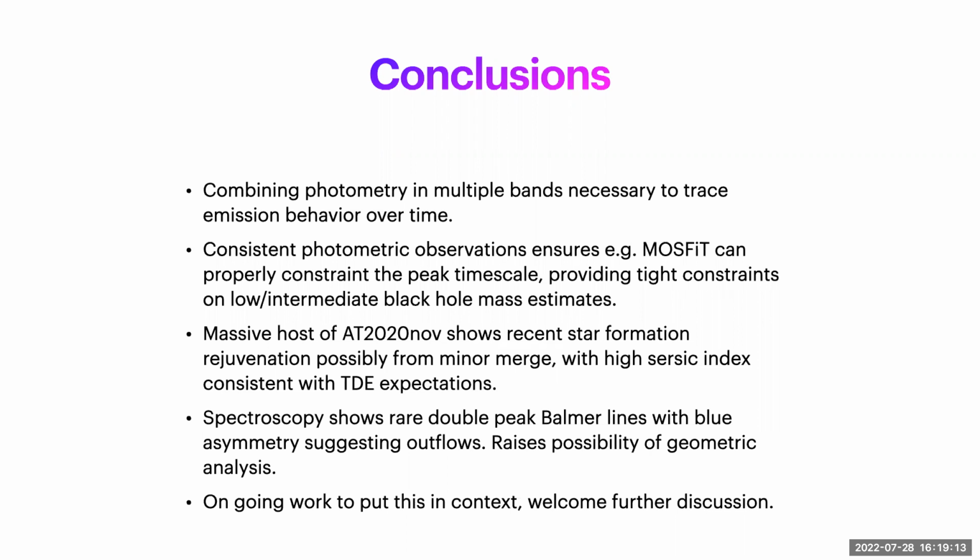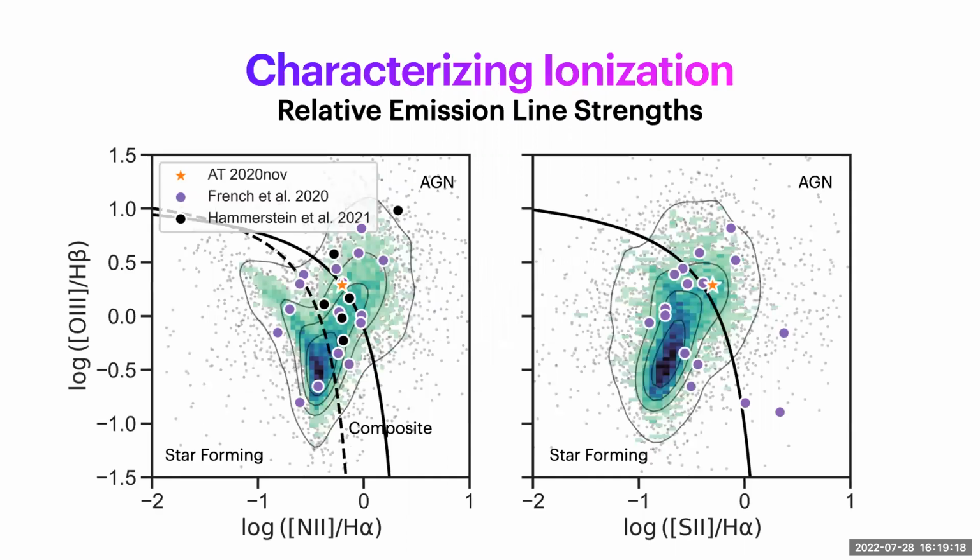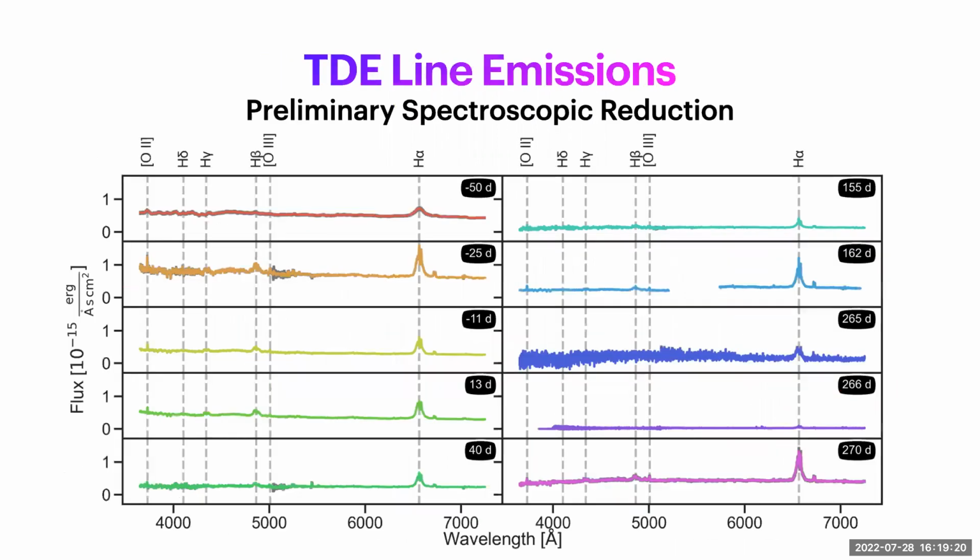And can I quickly ask a follow-up? Could you go back to your time series of spectra? What the heck is going on at 266 days with H alpha? It disappears and comes back. Which one? The 266 days H alpha, it just disappears and comes back, basically.